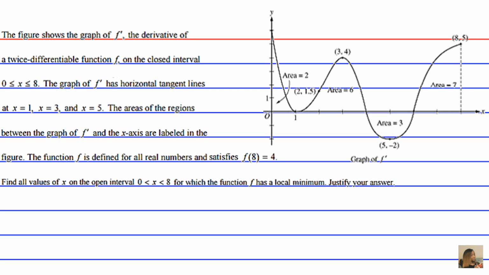Alright, so our task is to find all values of x on the open interval 0 < x < 8 for which the function f has a local minimum, and then we have to justify our answer. The only difference between an open interval as opposed to a closed interval is that a closed interval includes the endpoints 0 and 8, whereas an open interval doesn't include the endpoints.